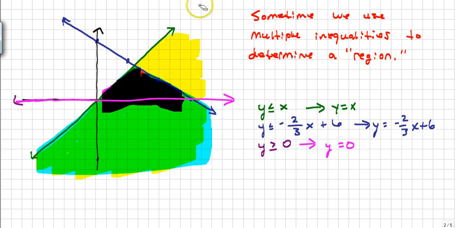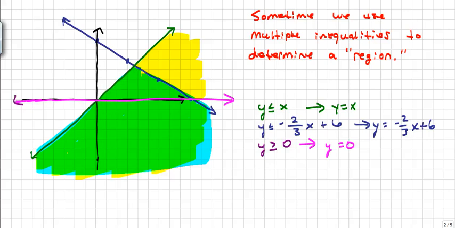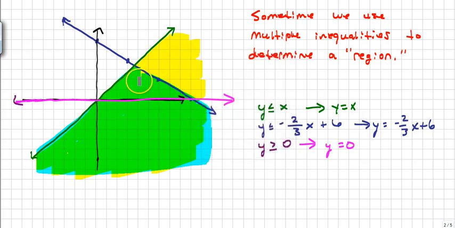My marker is apparently not big enough. Let's go back one. Let's change the size of this real quick so we can shade it correctly. All right, so there is the region. The black is the region where all of my inequalities intersect. So that triangle is the region where all my inequalities intersect.